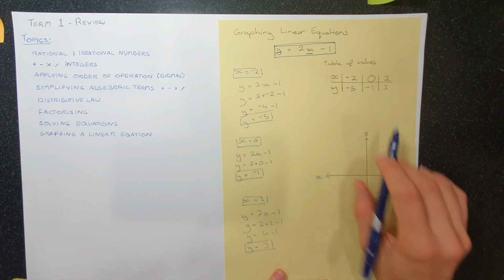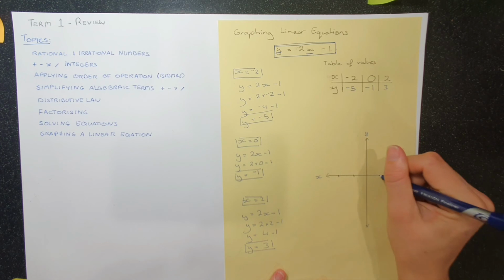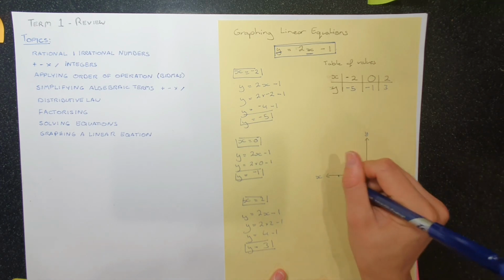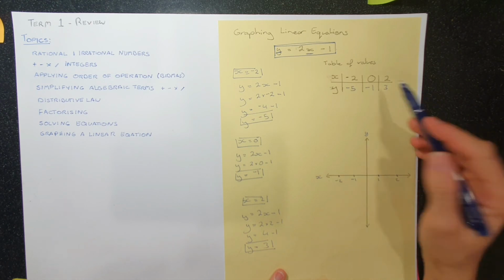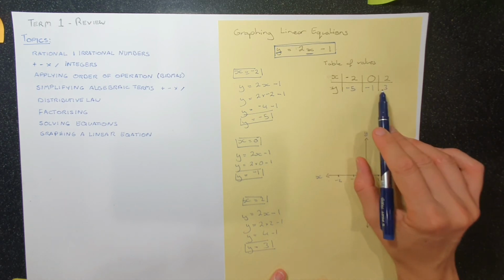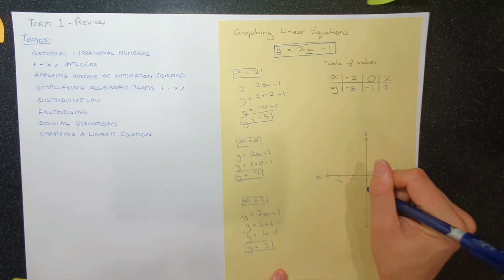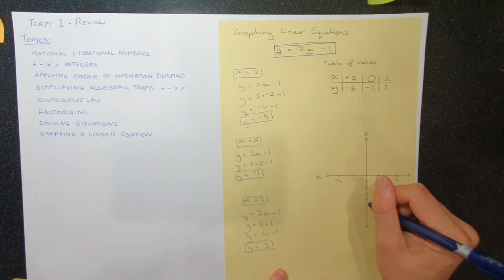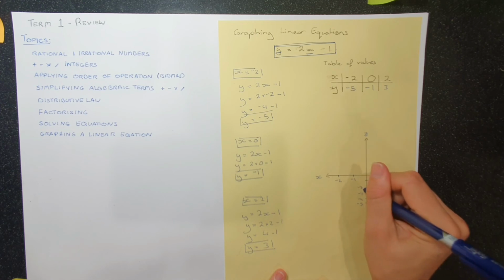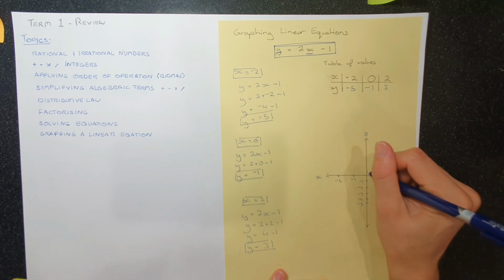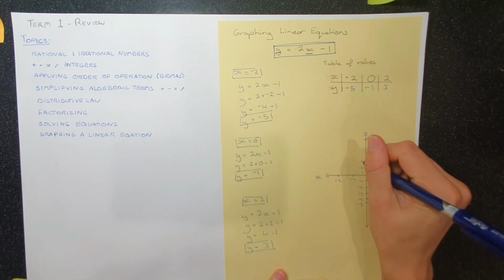On my x-axis, I need to go as high as positive 2 and as low as negative 2. So I'm going to go negative 1, negative 2, positive 1, and positive 2. On my y-axis, I need to go as high as 5, as low as negative 5, and as high as 3. So I might go 1, 2, 3, 4, and 5. So negative 5, negative 4, negative 3, negative 2, and negative 1. And then I'm going to go up to 3. 1, 2, and 3.